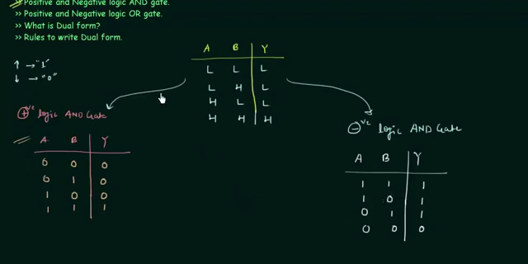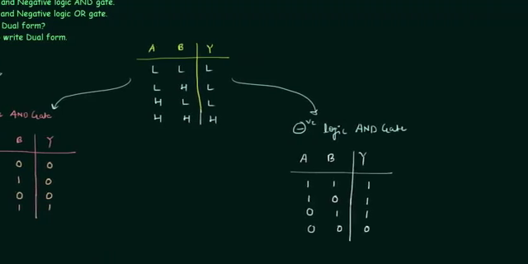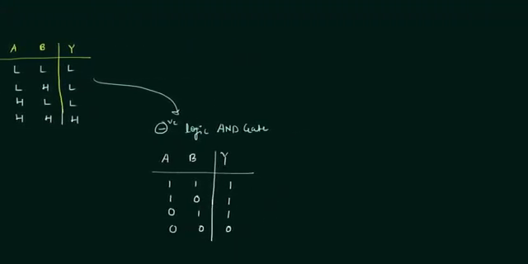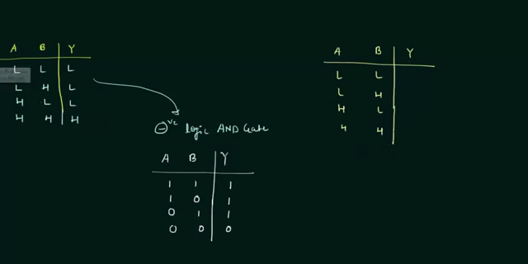Now we will move to positive and negative logic OR gate. We are going to follow the same steps. I will do it quickly, and we will take 2-input OR gate again. A, B are the two inputs to our OR gate. We have low, low, low, high, high, low, high, high, and you already know, in case of OR operator, the output will be high if any of the input is high.